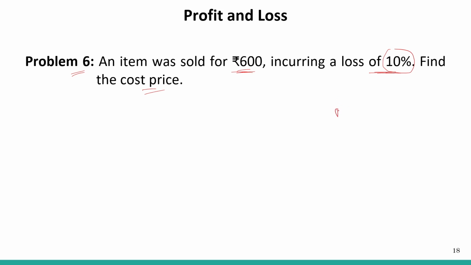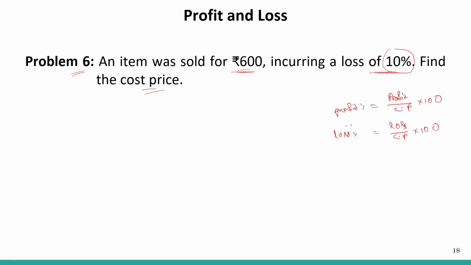Because the formula, the profit percentage or loss percentage, you know how their formula works, is equal to profit by CP into 100. So loss is equal to what? Loss by CP into 100, right? So here, two of these things can be given to you, and you have to calculate the third one.